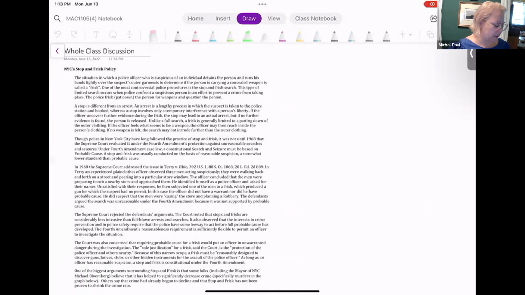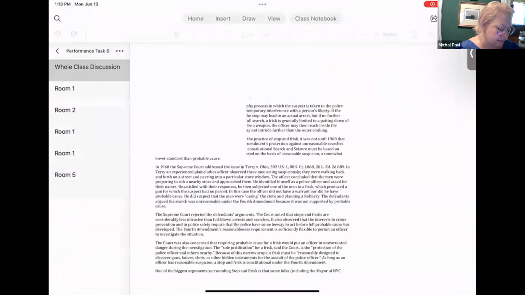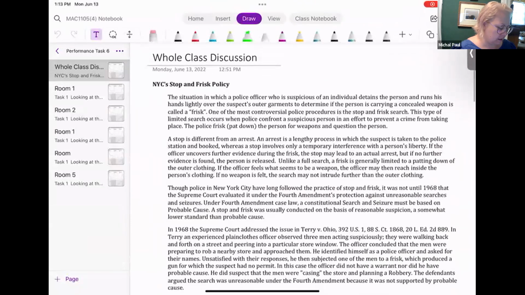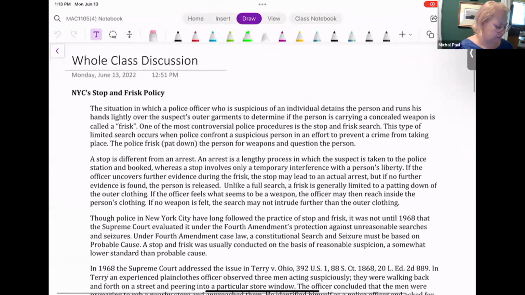So is there anybody that would like to volunteer to read any of this? Hold on, I'm going to close it and reopen it because OneNote's being OneNote. So we'll just go paragraph by paragraph. And if nobody wants to, I'll give you a couple seconds. Anybody want to read in the chat?